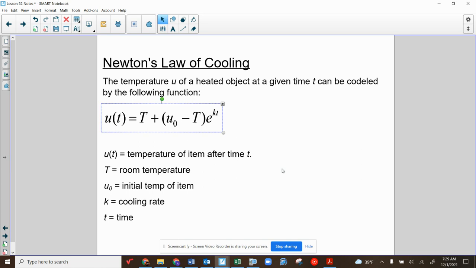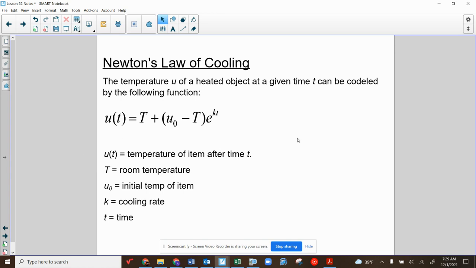So let's say you come in with something that is hot. Eventually, that thing starts to cool down. The question is, how fast does it cool down, and how long does it take to get to a certain temperature so that you can eat it or drink it? So that's what Newton's law of cooling does. So this is the formula that you'll have for Newton's law of cooling.